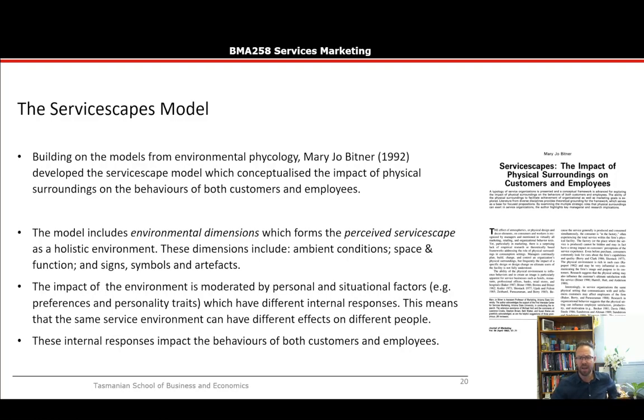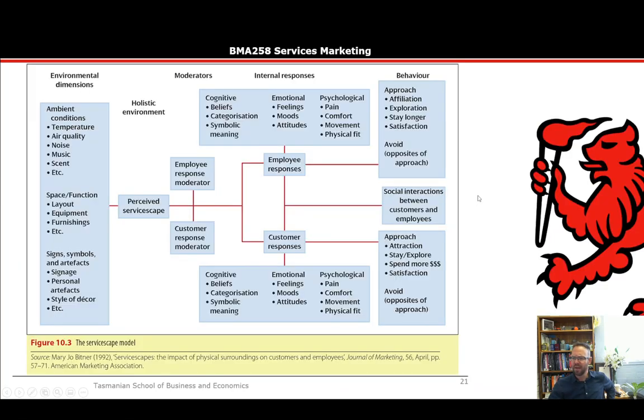Now I've got a screenshot of the article which was published in the Journal of Marketing in 1992. It's quite an important article, and a lot of research builds on that one, so it might be worth checking out, and you should all have access to that through the university library. So here's the model.